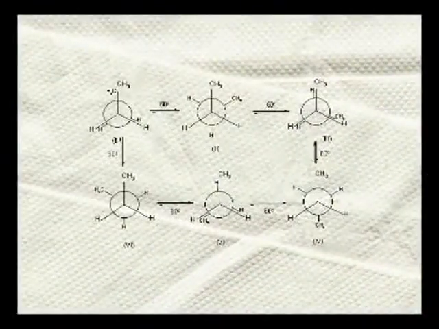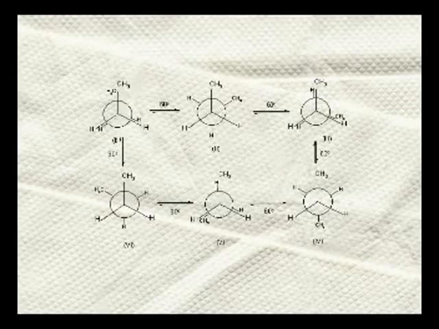Among them, let me once again pick up the six extremes. Among the six, once again, three eclipsed and three staggered. Once again, in this case, all three eclipsed are not identical. For example, let me go through structure number one. In this structure, we have the methyl groups parallel, where repulsion is maximum. Due to that, there will be a normal rise in the internal energy.